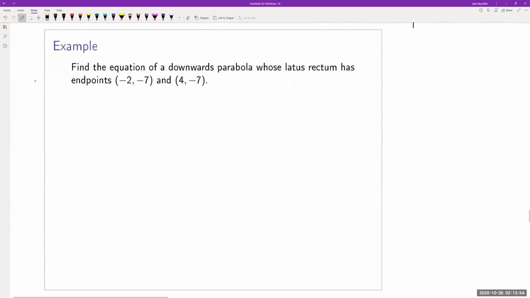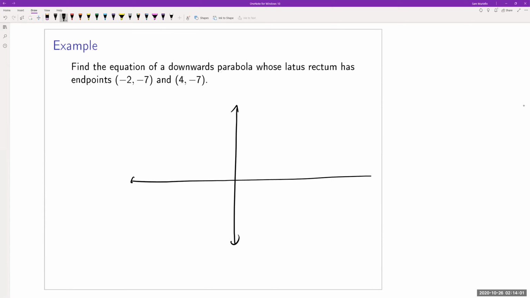Now let's go through an example where we find the equation given some information. It tells us we've got a downwards parabola with latus rectum endpoints at (-2, -7) and (4, -7). Counting over, -2 gives us here and 4 here. It's downward facing, so we know it's going to go something like this. We'll fill in the rest of the gaps in a moment. The first thing we'll notice is that this latus rectum has a distance from -2 to 4, which is 6.